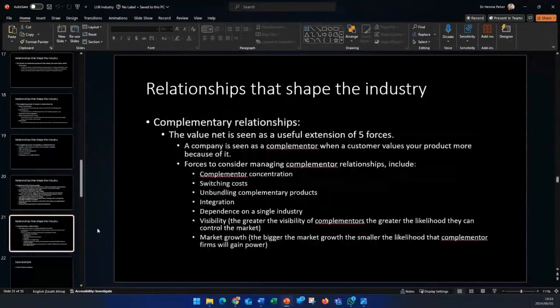We've never been asked about complementary relationships, but one of these days. But I think you guys know what a complementor is. It's something that allows you to use your item better.